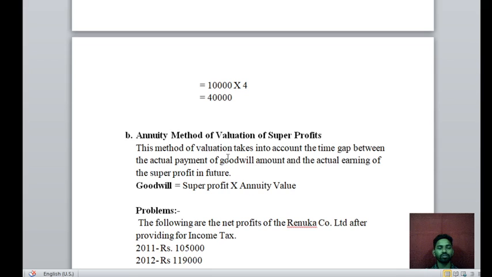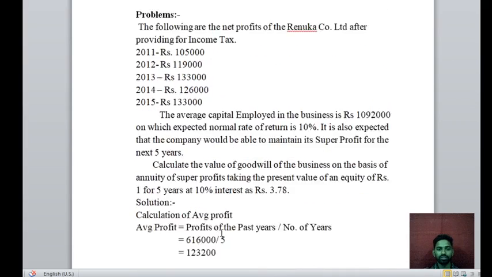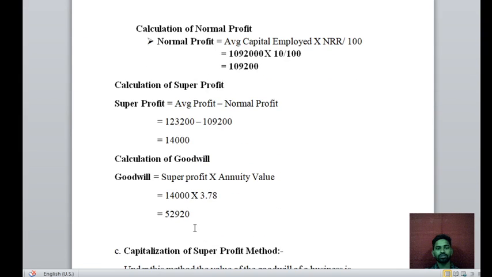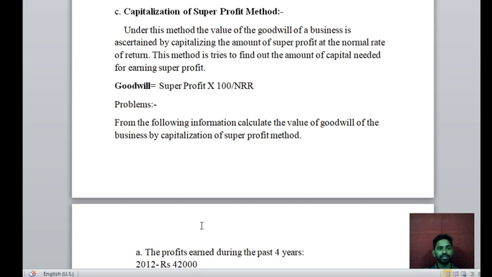Now, what's the formula for ascertaining the goodwill? Super profit into annuity value. So we have to ascertain the super profit, and like this we have to solve the problems on this. Now in this session we will see the capitalization of super profit method.